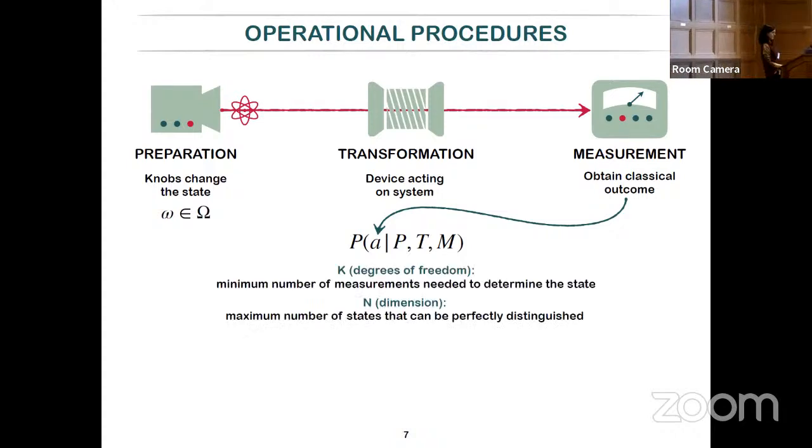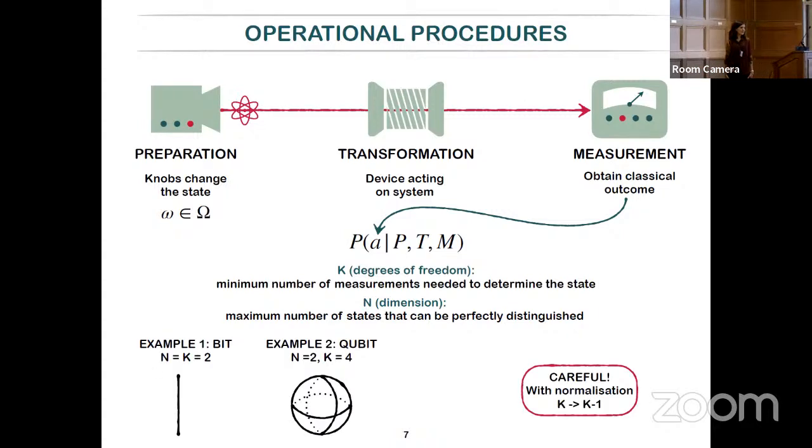There are two important numbers in this picture: K, the number of degrees of freedom, which is the minimum number of measurements needed to determine the state, and N, the dimension, which is the maximum number of states that we can perfectly distinguish.